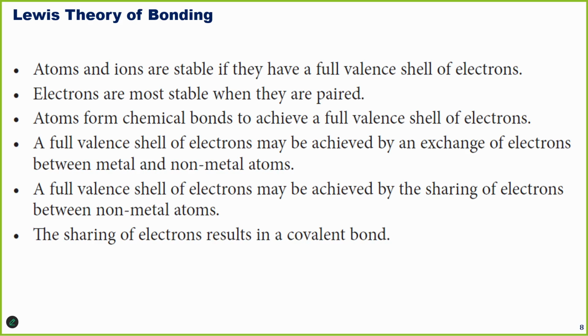First, atoms and ions are stable if they have a full valence shell of electrons. Second, electrons are most stable when they are paired. Third, atoms form chemical bonds to achieve a full valence shell of electrons. Fourth, a full valence shell of electrons may be achieved by an exchange of electrons between metal and non-metal atoms. Fifth, a full valence shell of electrons may be achieved by the sharing of electrons between non-metal atoms. And last, the sharing of electrons results in a covalent bond.